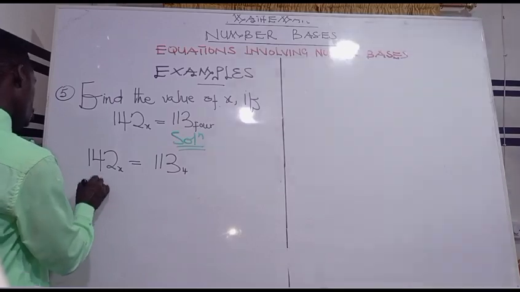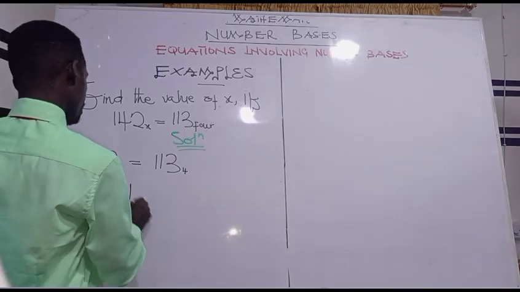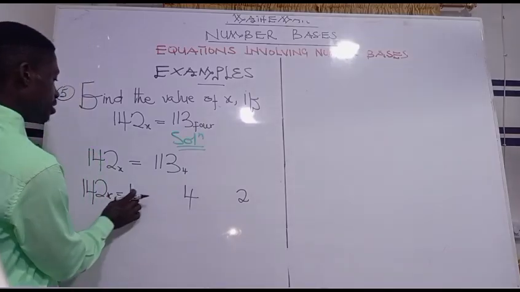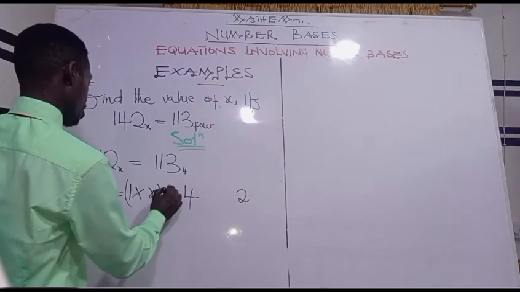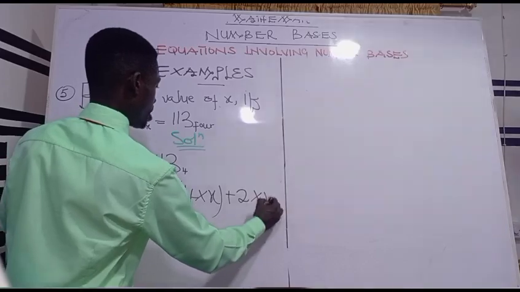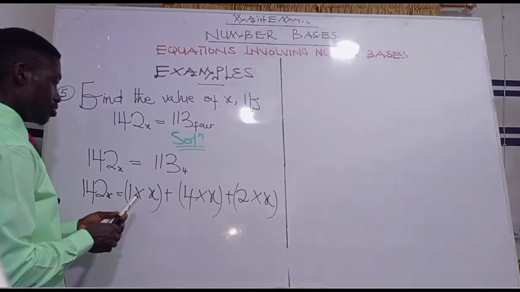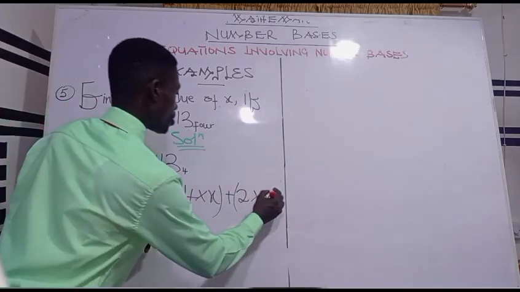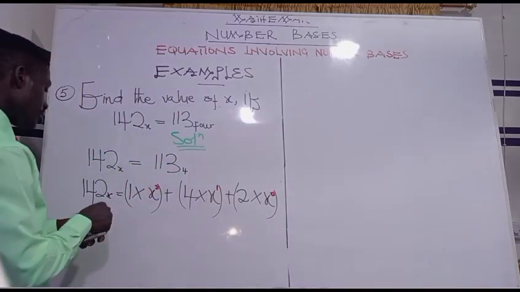So we have 142 base x. So we have 1, 4, and then 2. So we multiply each of these numbers by the base given. So the base is what? x. We sum them, multiply by x. We sum them, multiply by x. So what we are going to do is start counting from the extreme right to the left, starting from where? 0. Then 0, 1, and then 2.